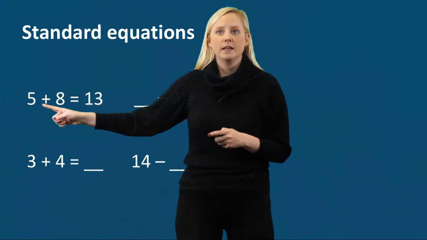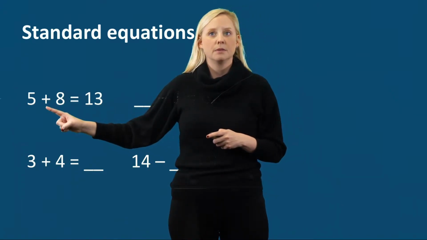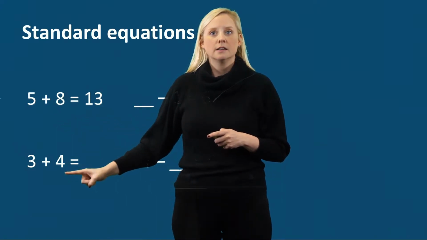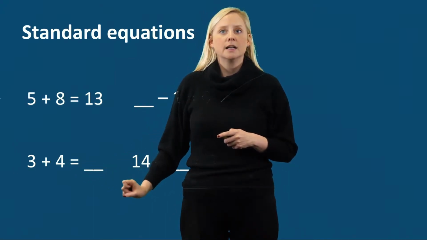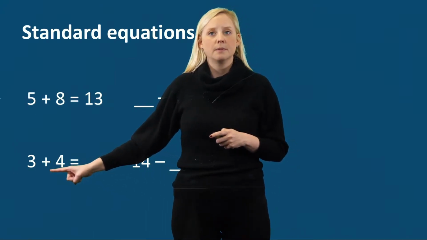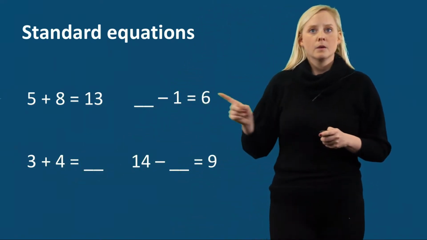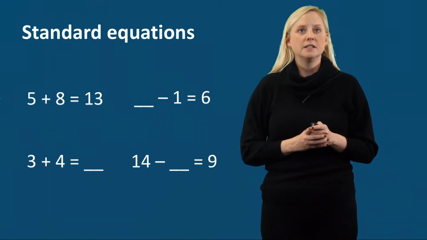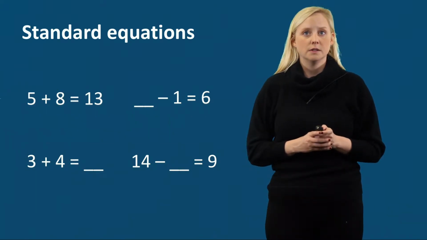Here, 5 plus 8 is the same as 13. Our operator symbol in this example is a plus sign, and we see it falls on the left side of the equal sign. In our second example, 3 plus 4 is the same as blank. Here's another example where the operator symbol is a plus sign, and it falls on the left side of the equal sign. With our examples over here, our operator symbol is a minus sign, but these are still standard equations because the minus sign falls on the left side of the equal sign.